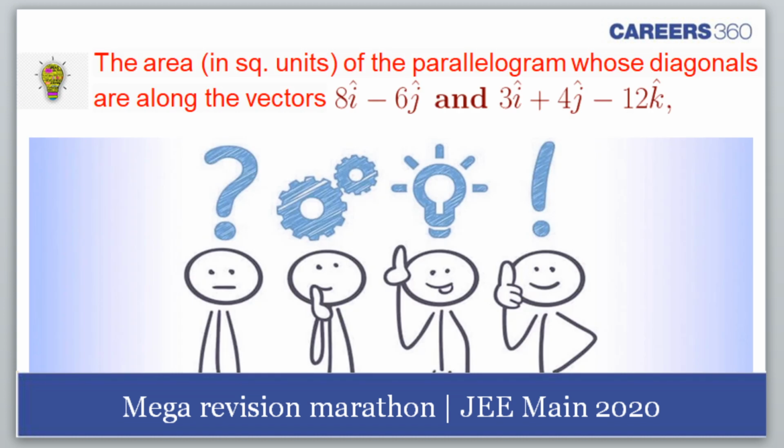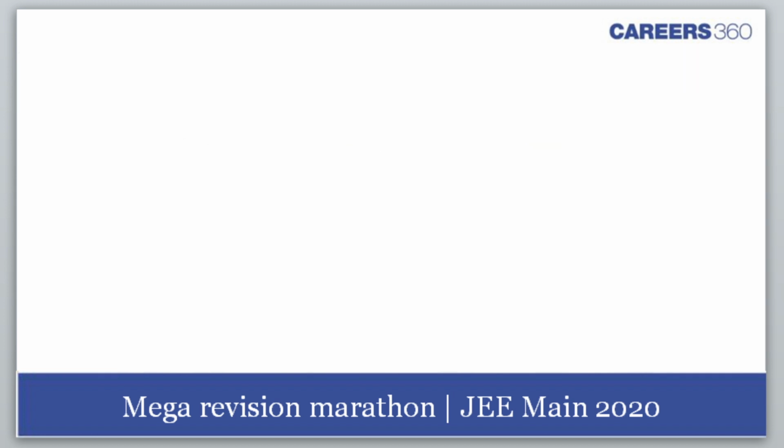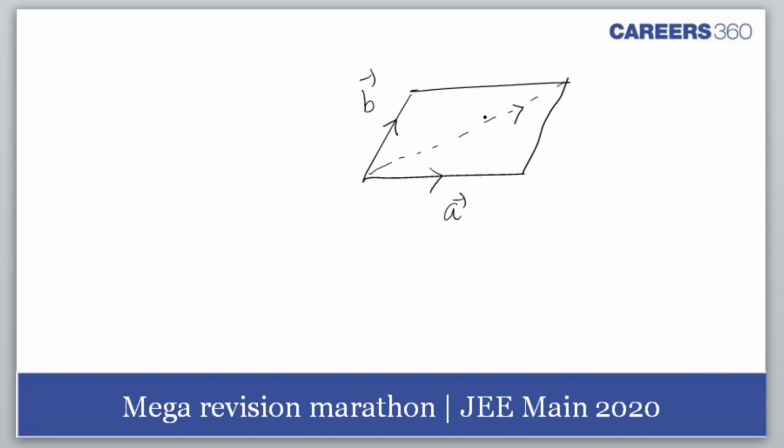So, let's go ahead. The area in square units of the parallelogram whose diagonals are along this. This is just a plain application of whatever we have done. We'll make use of the fact that the area of a parallelogram is half d1 cross d2. So we have a parallelogram, and this vector is A and this vector is B. Now this diagonal is d1 and this diagonal is d2.